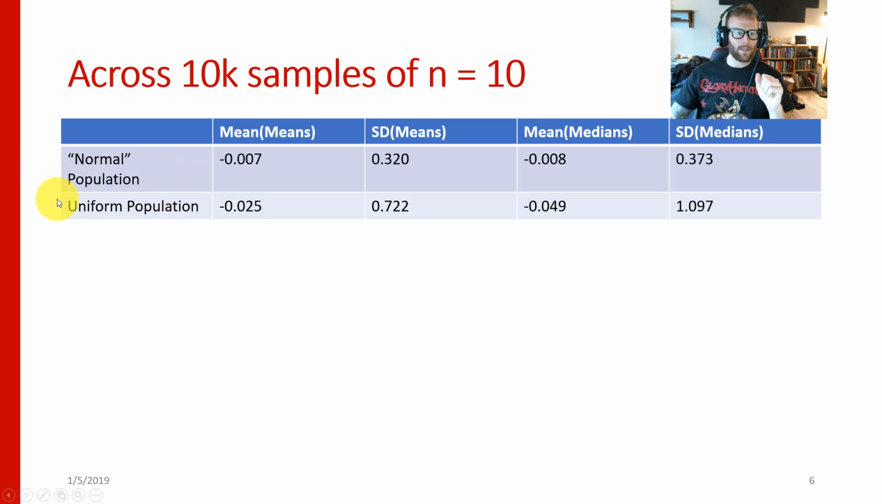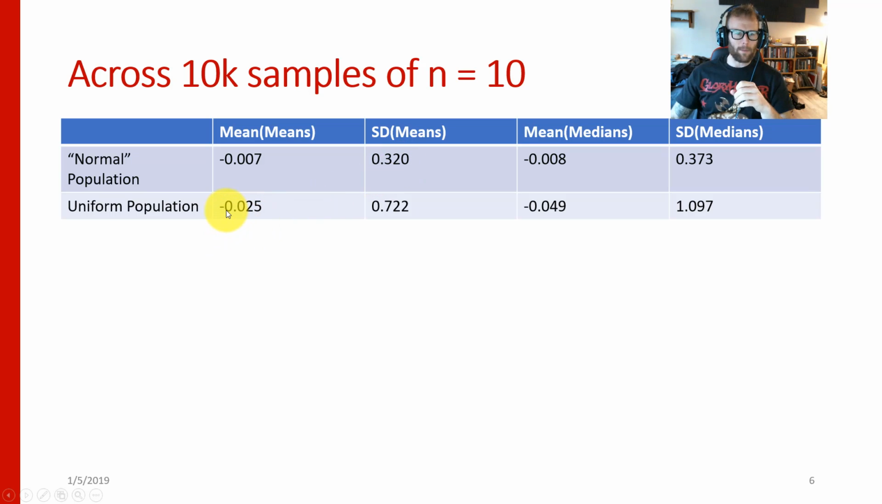I have my normal population and I have my uniform population. Here we have the mean of sample means, right? So if I took all 10,000 samples of 10 people, I averaged all of their means together, I got -0.007. The standard deviation then of those means was 0.32. So they varied around the mean by 0.32.